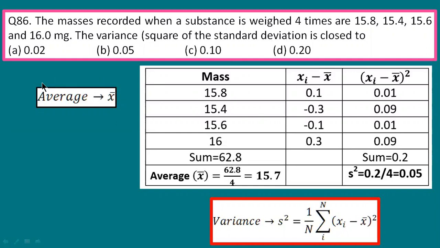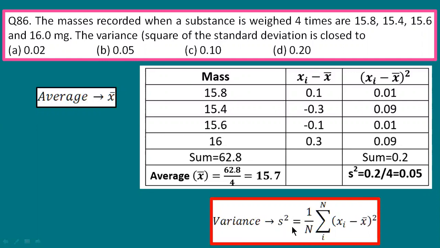The normal average we write this way: x, and on the top of it we have a bar. Whenever you see a bar on top of something, it is known as the average. This is one way of writing average; there are also other ways. And what is the formula of variance? This is the formula of variance. It is denoted by s square.